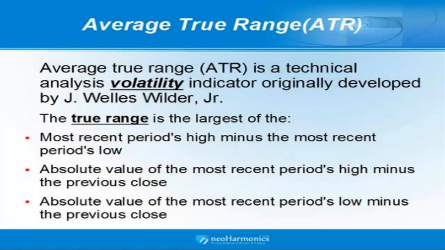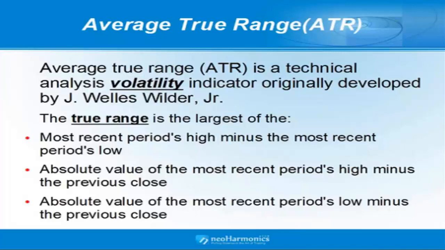So what is average true range? Well, let's take a look at it. Average true range, or ATR, as it is commonly known, is a technical analysis volatility indicator originated by J. Wells Wilder. J. Wells Wilder was a commodity trader, and one of the things that he had to deal with was the volatility in the commodities market. So one of the indicators that he did develop to deal with that is the average true range.